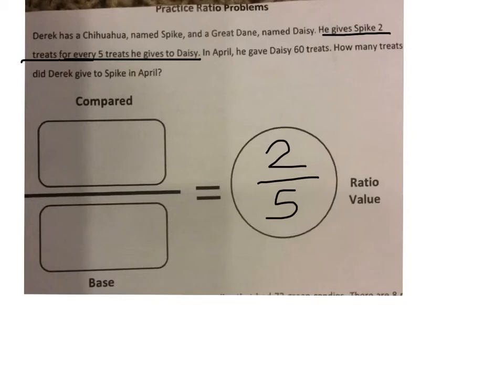So what does he do too? He gives Spike 2 treats. So Spike is going to get 2 treats for every 5 treats he gives Daisy. So Daisy gets the 5. So those are my labels. So over here has to be a Spike, and over here has to be the Daisy label.